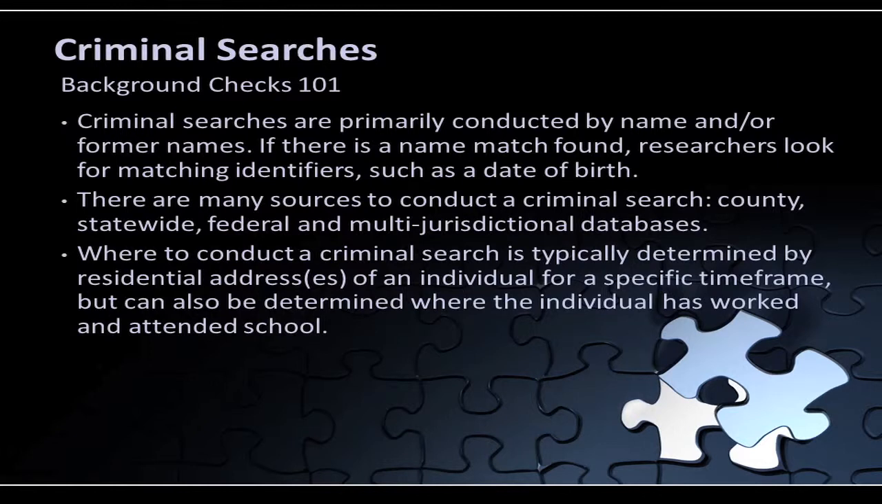Criminal searches are primarily conducted by name and/or former names. If there is a name match found, researchers look for matching identifiers, such as a date of birth. There are many sources to conduct a criminal search: county, statewide, federal, and multi-jurisdictional databases. Where to conduct a criminal search is typically determined by residential address or addresses of an individual for a specific time frame, but can also be determined where the individual has worked and attended school.